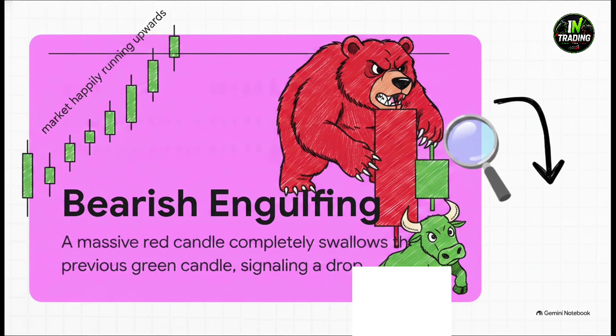But color absolutely matters here in the bearish engulfing, where a giant red bear totally swallows the green bull. In this setup, the market was happily running upwards, printing green candles. Suddenly, out of nowhere, a massive red candle appears that is so large its body completely covers, or engulfs, the entire previous green candle. The bears have woken up and completely overtaken the bulls. When you see this, expect the price to fall.